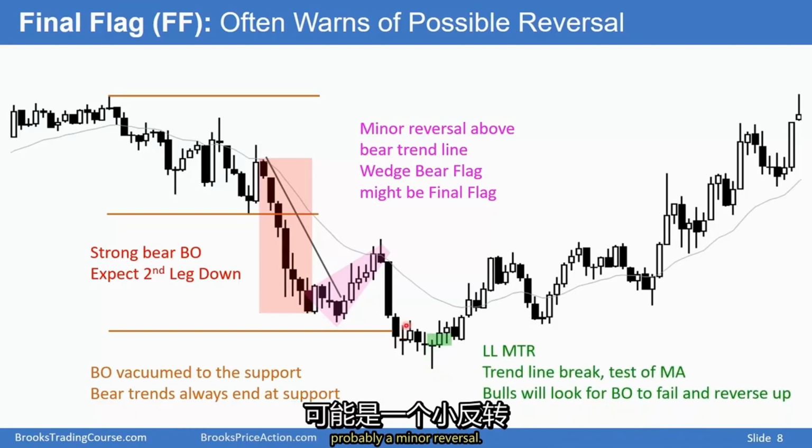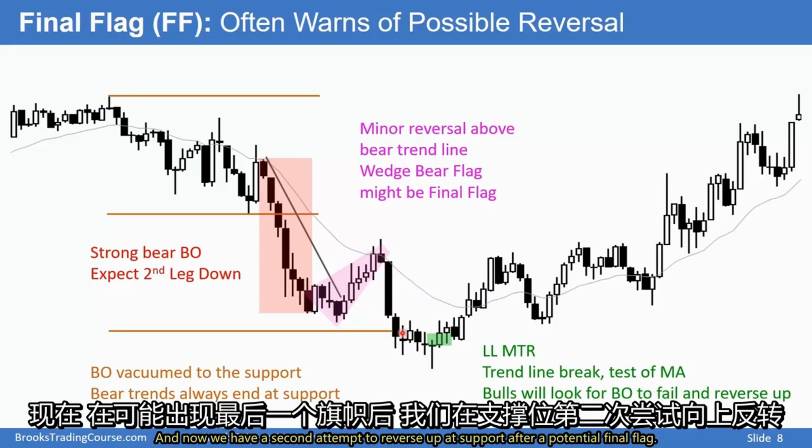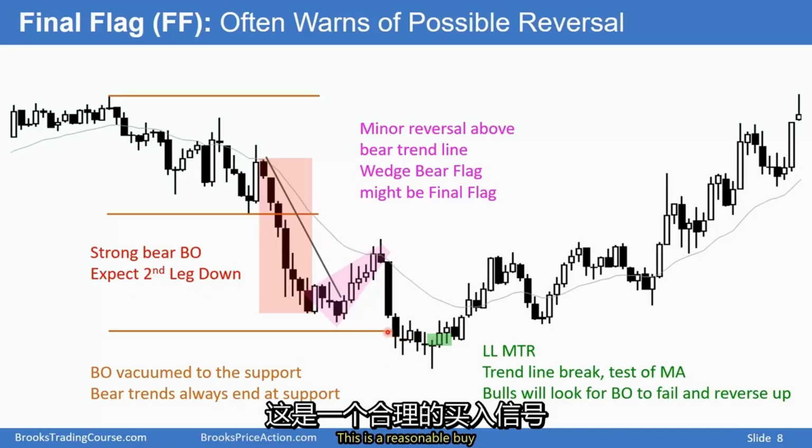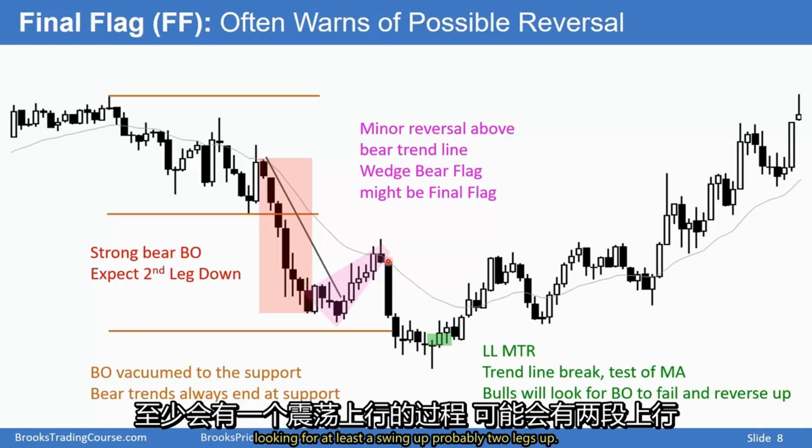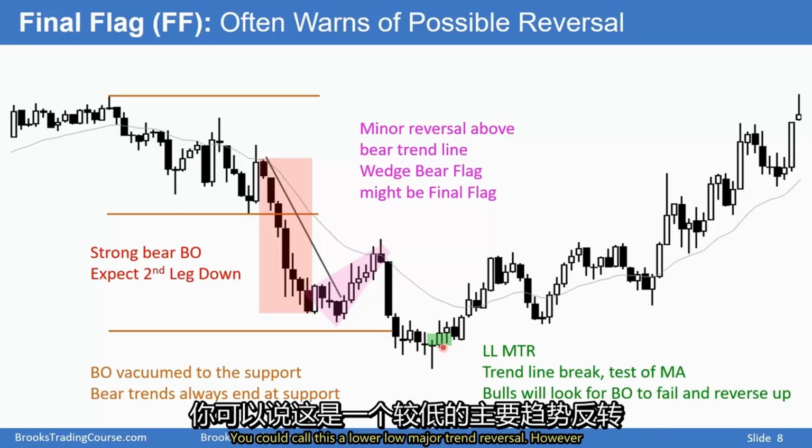We have an attempt to reverse up, but a weak buy signal bar after two big bear bars, probably a minor reversal. And now we have a second attempt to reverse up at support after a potential final flag. This is a reasonable buy, looking for at least a swing up, probably two legs up.